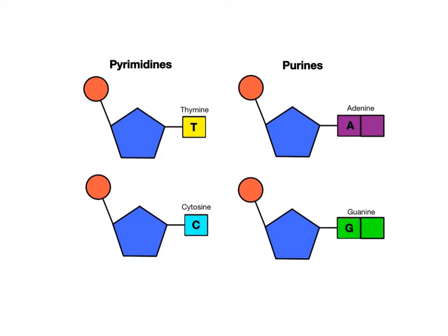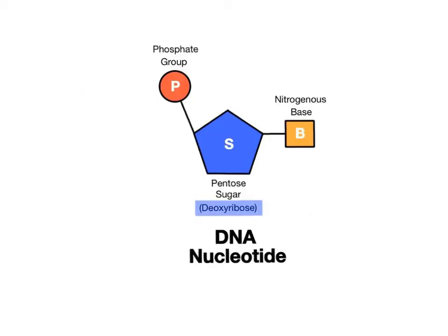Thymine and cytosine are smaller bases consisting of a single ring called the pyrimidines, while adenine and guanine are larger bases having a double ring called purines. The pentose sugar in DNA nucleotides is called deoxyribose and is attached to the base. Deoxyribose also attaches on its opposite side to the phosphate group.